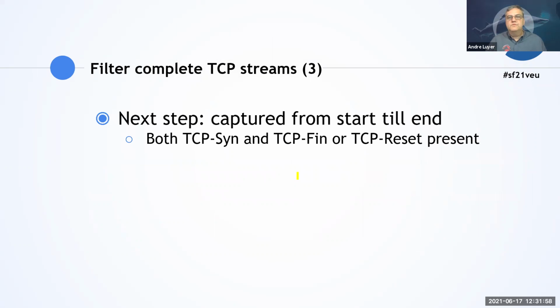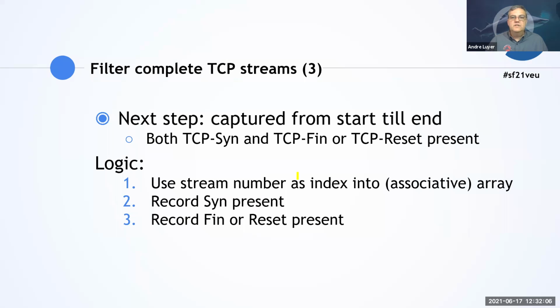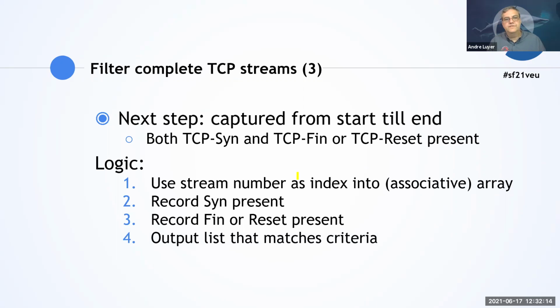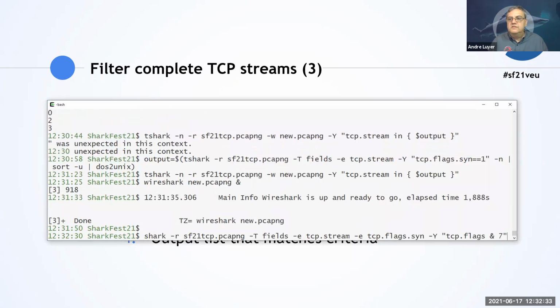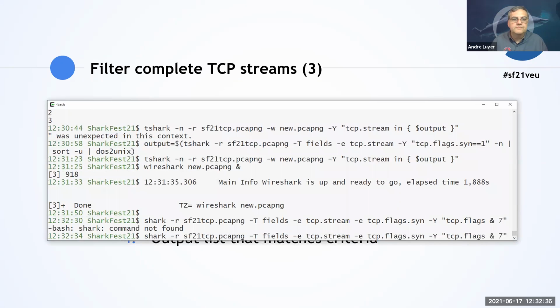Okay, next step. What you want to have is a complete stream, so from TCP SYN to fin or reset. The logic we'll use: we use the stream number as an index, we record the SYN packet, and record the fin or reset. And in the end, you output the ones that match the criteria, to capture all 3.